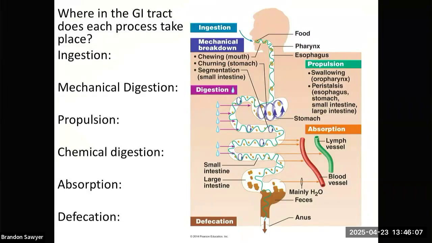Okay, so take a sec with the people around you and fill in here by using this diagram which parts of the digestive tract we have: ingestion, mechanical digestion, propulsion, chemical digestion, absorption, defecation. You're just writing in the structure that you see there on the image. Okay, go ahead. Take a stab at that.